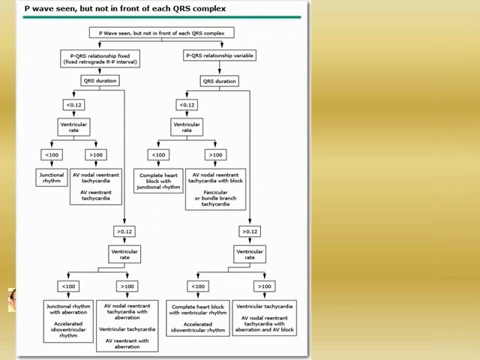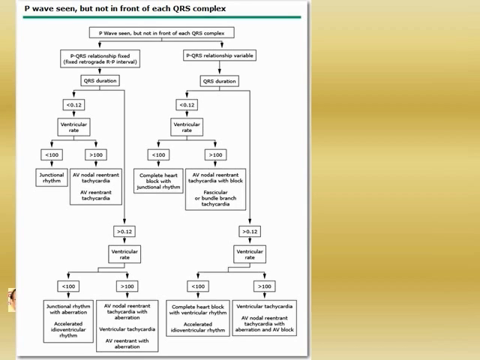Now here is another algorithm I am showing, which shows how to interpret when the P wave and QRS complex are not related normally. Here the P wave is seen, but not in front of each QRS complex. Now look for whether the P-QRS relationship is fixed or variable. See the relationship between P and QRS.